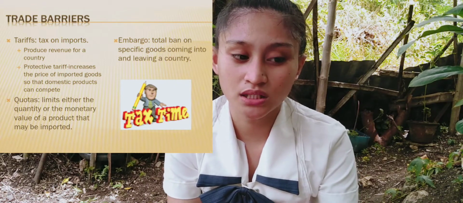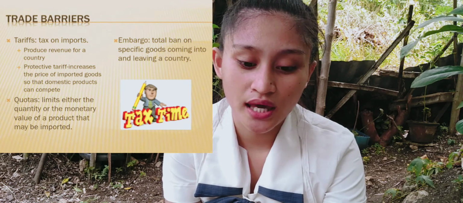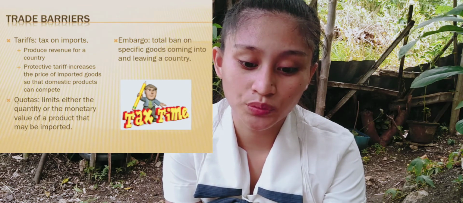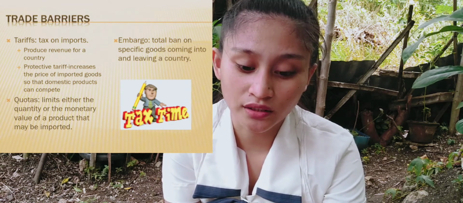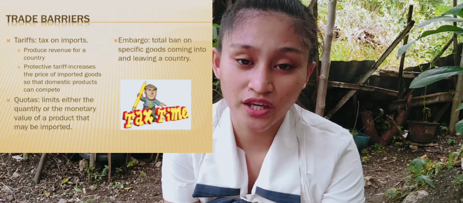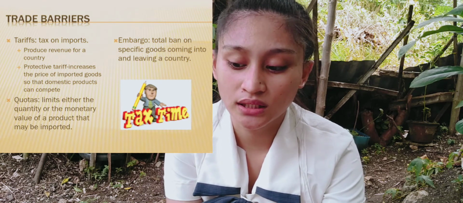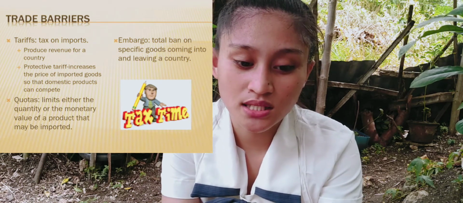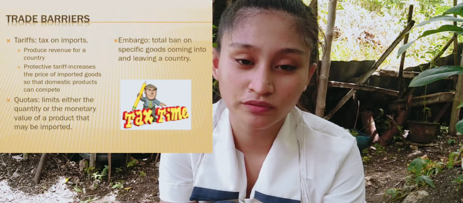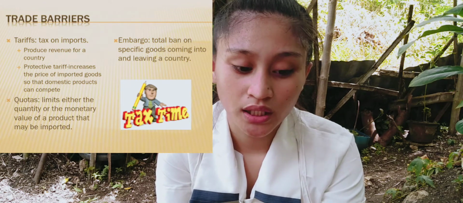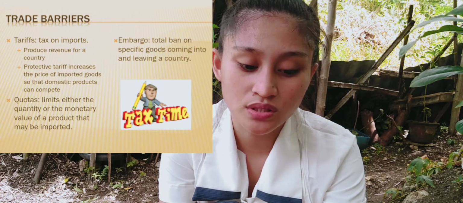What are trade barriers? Trade barriers include tariffs, which are taxes on imports that produce revenue for a country, plus the protective tariff, which increases the price of imported goods so that domestic products can compete. And quotas limit either the quantity or the monetary value of a product that may be imported. The embargo is a total ban on specific goods coming into a country.